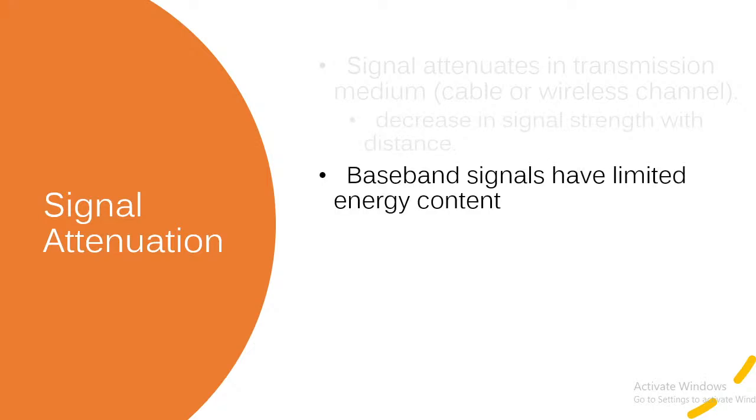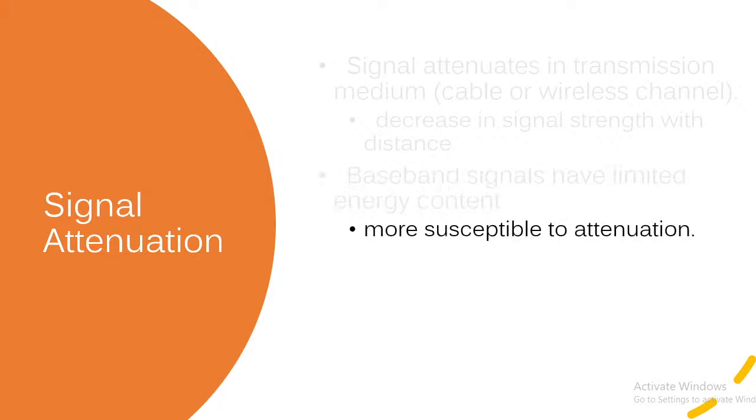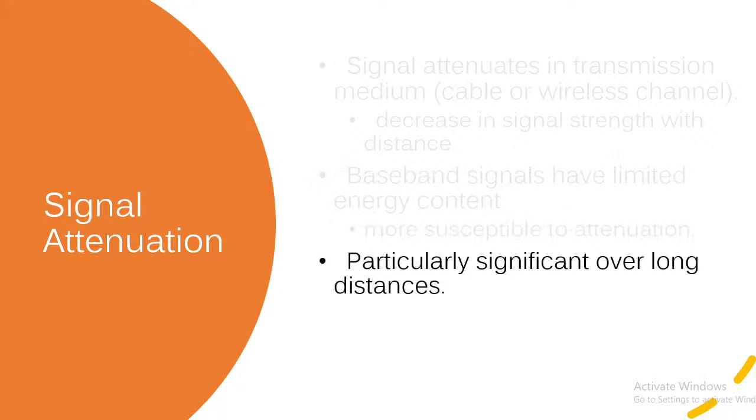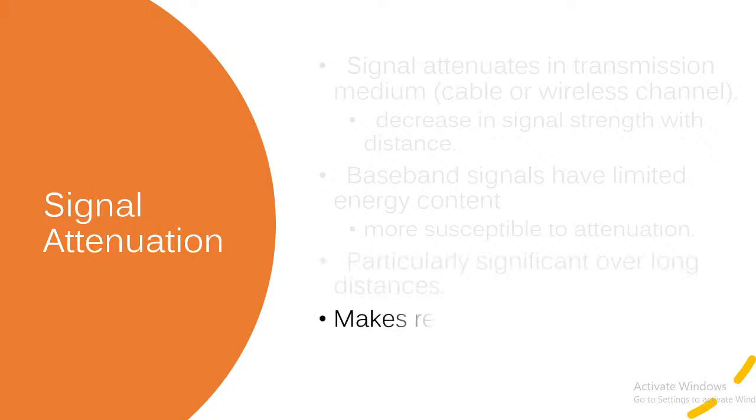Now, baseband signals have limited energy content. That is another problem. Since it has limited energy content, when it attenuates, the strength will decrease very rapidly. This is particularly significant over long distance. If you have to travel a long distance, it will attenuate and you will not receive anything which is useful.